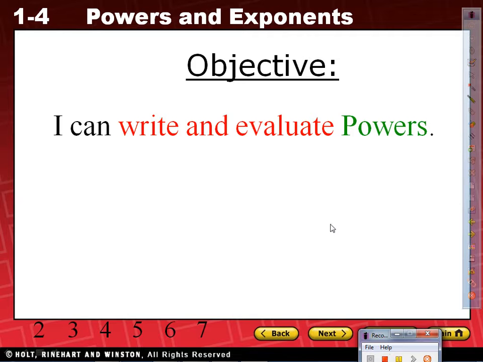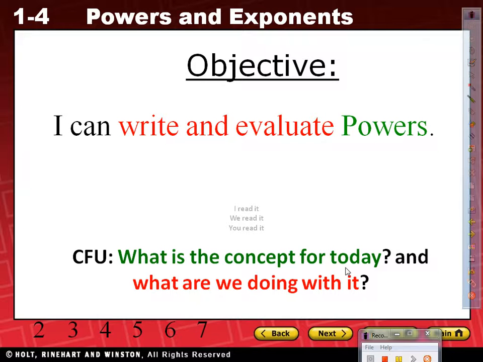Objective for today: I can write and evaluate powers. Let's read together. 1, 2, 3. I can write and evaluate powers. So, by looking at it, think about this question. What is the concept for today? And tell your neighbor.